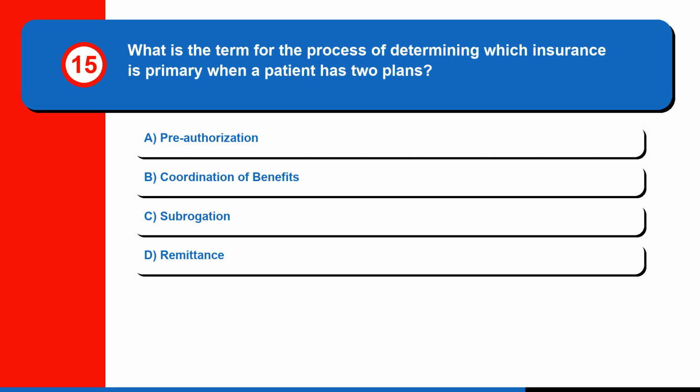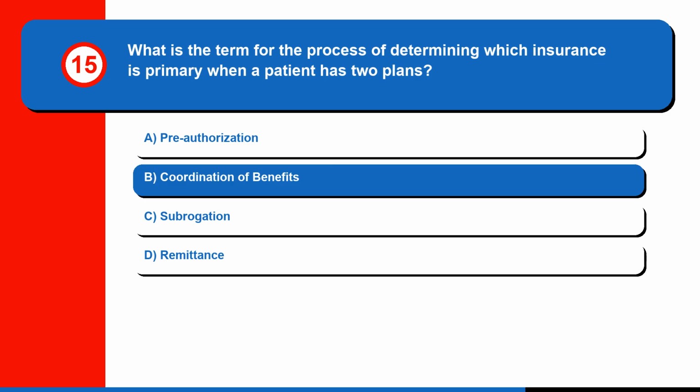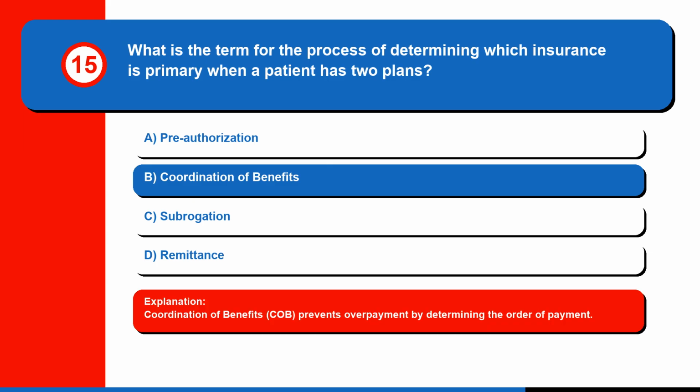Question 15. What is the term for the process of determining which insurance is primary when a patient has two plans? A. Pre-authorization, B. Coordination of benefits, C. Subrogation, or D. Remittance? The correct answer is B. Coordination of benefits. Coordination of benefits, COB, prevents overpayment by determining the order of payment.